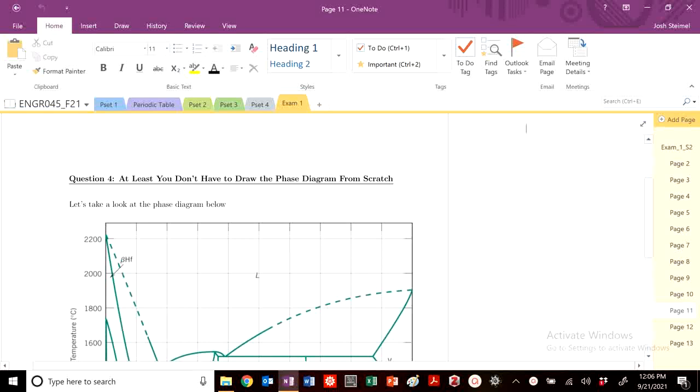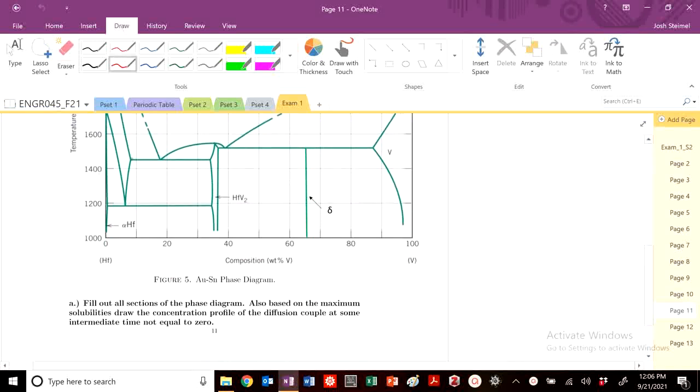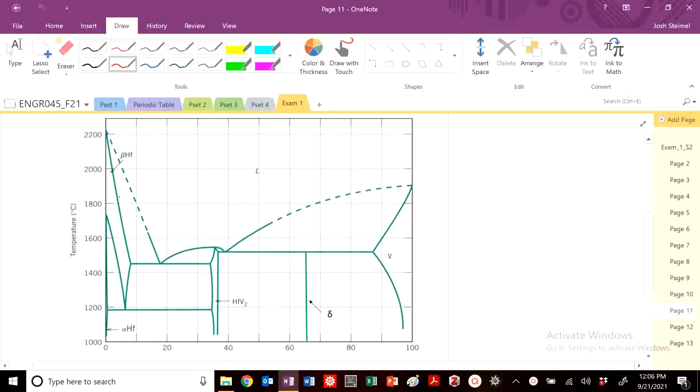We are back to our last problem, so let's go ahead and take a peek at a phase diagram. I have an alpha phase right here, there's a beta phase right here, so this is beta plus liquid. This is going to be an alpha plus a beta phase right here. This is going to be beta plus HfV2. This is going to be HfV2 plus liquid.